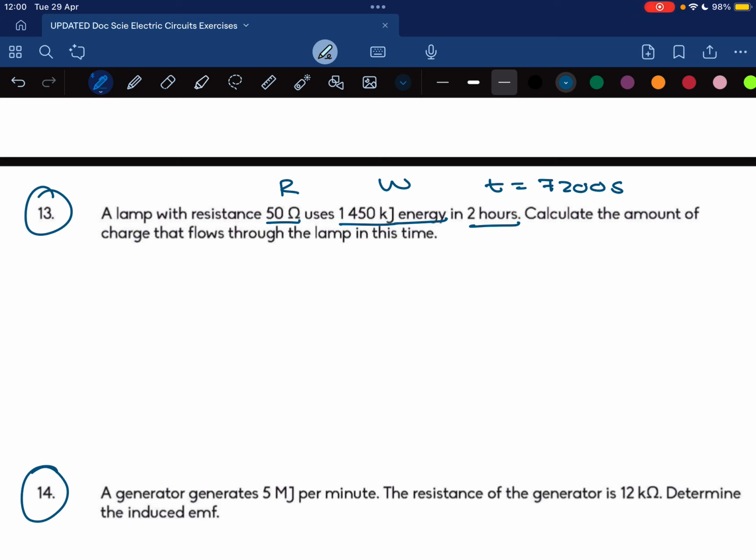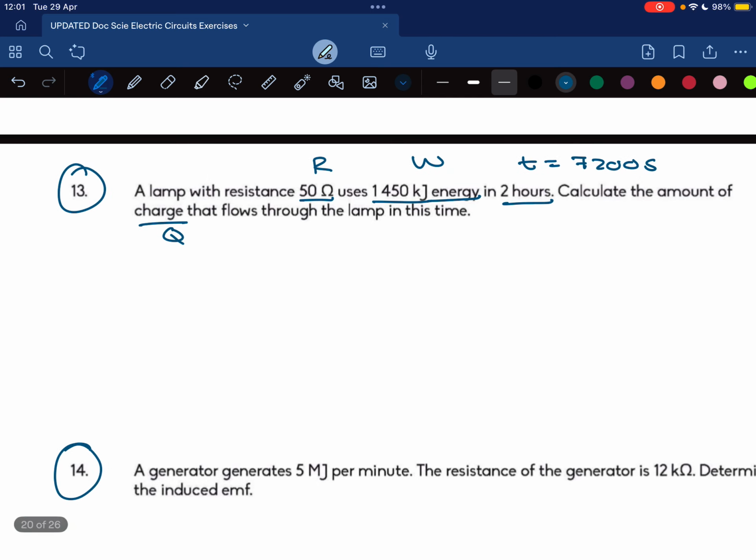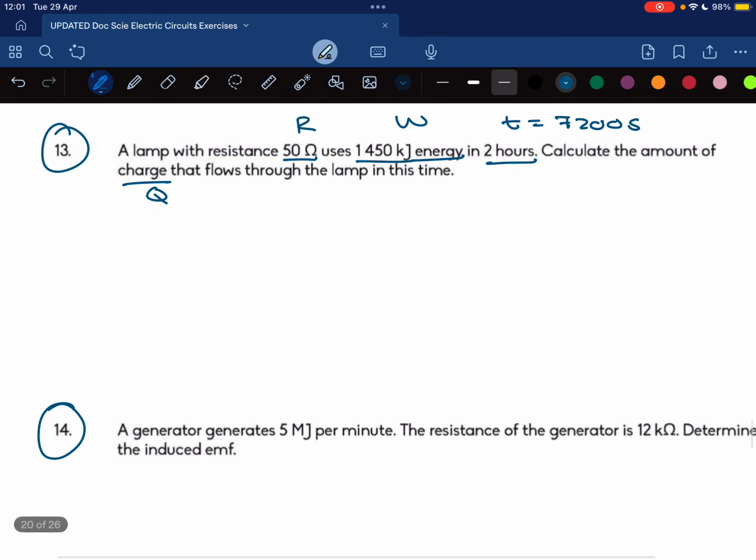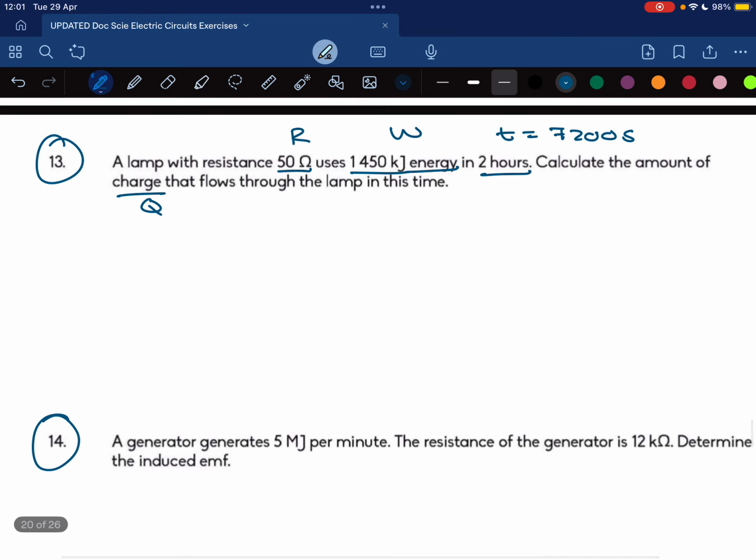Calculate the amount of charge, Q, that flows through the lamp at this time. Okay, so we notice none of the equations for power or for work give us the charge Q. We look at the Q from our original definition for current. So what we can do is first calculate the current, and then we can use Q is equal to the current multiplied by the time.